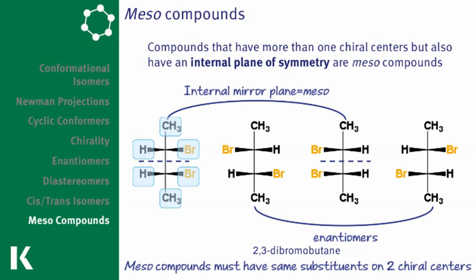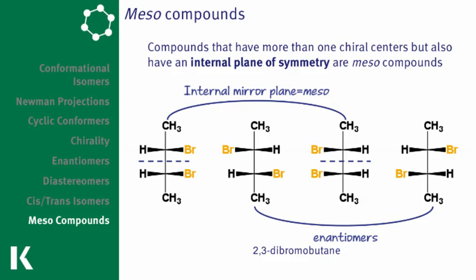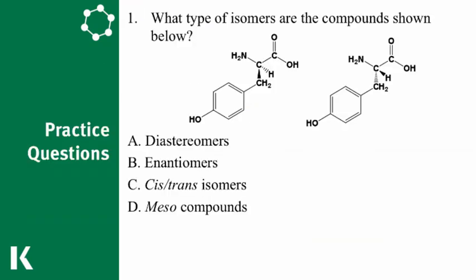Okay, so that does it for the material this video is going to review. Now, practice what you've learned with some sample questions. This first one is asking you to categorize a pair of isomers. The answer should be B.